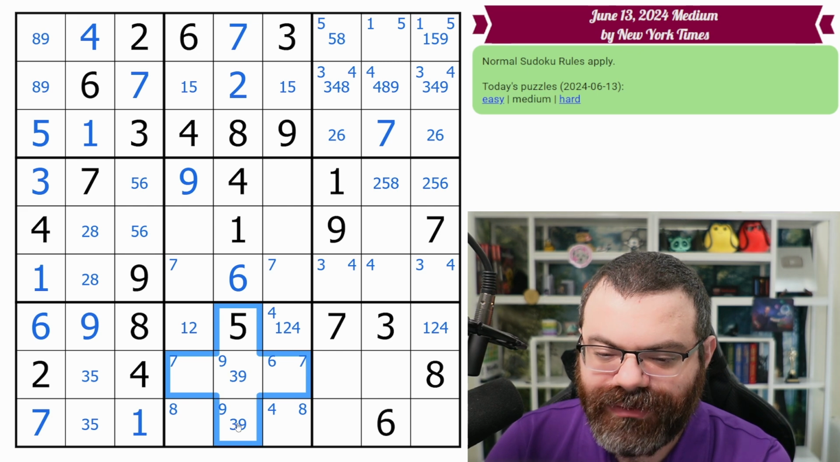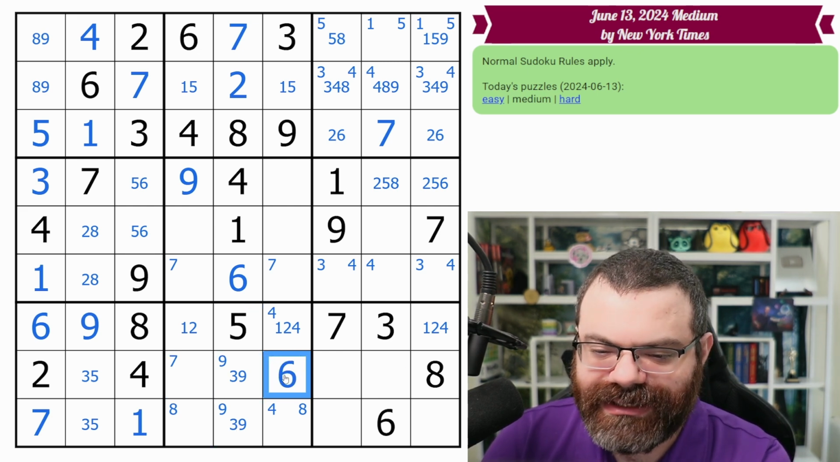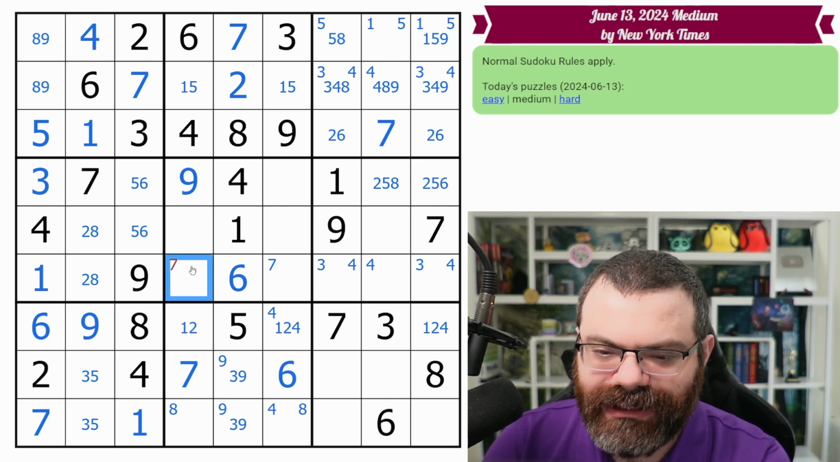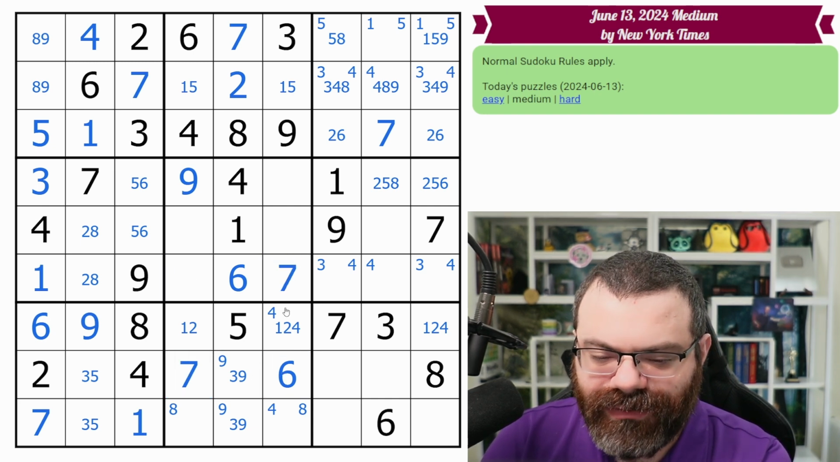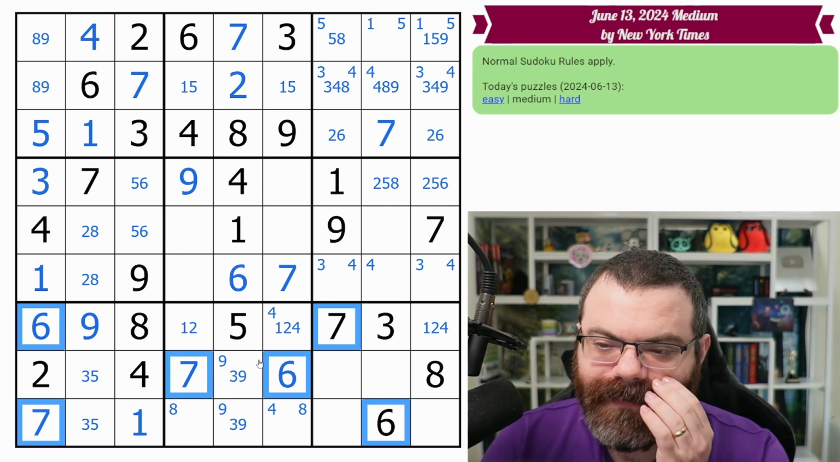You only have to look in the same row and column as it, because that's the only place we mark them. So that places the 7 here, which then also places the 6, which also places the 7, which then places this 7 based on our corner marks. Very nice. All right, the 6s and 7s are done vertically. How about the 6s and 7s horizontally? Yes, they're all done there too as well.